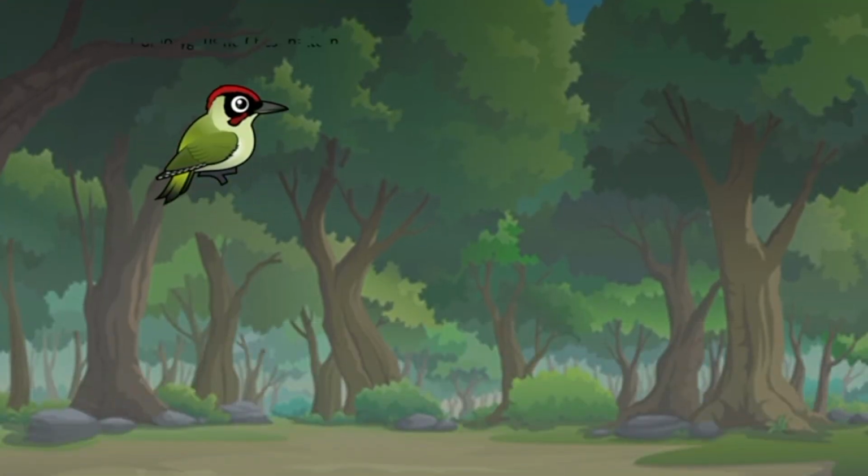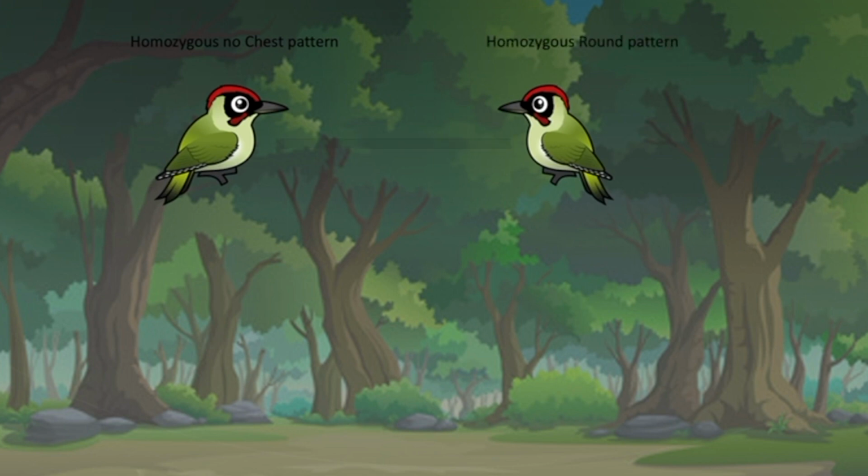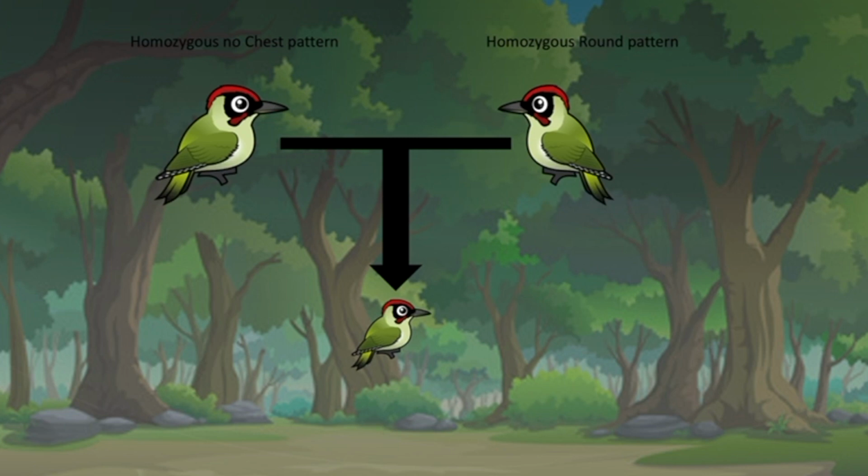First, we would have two homozygous parents mate, one with the trait of no chest pattern and another with a round chest pattern. This would produce an offspring heterozygous for the traits from both parents, with the phenotype of no chest pattern being expressed.